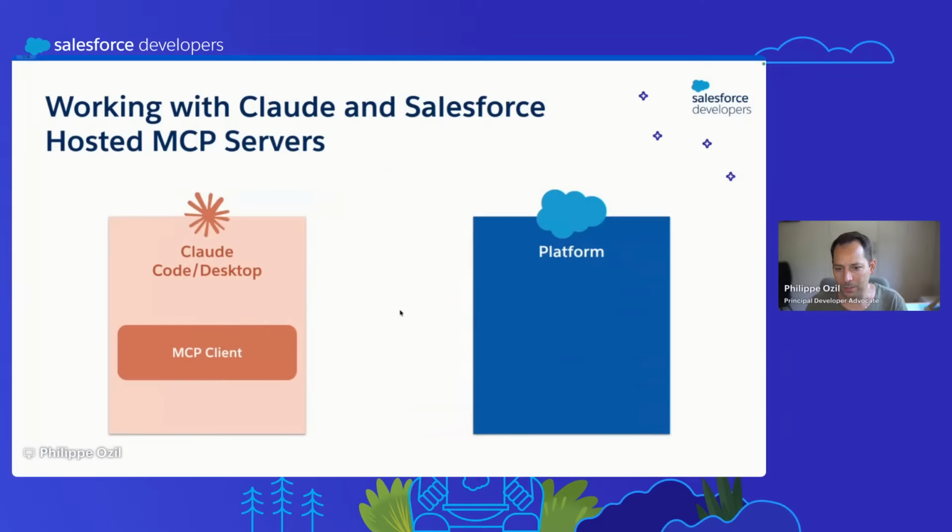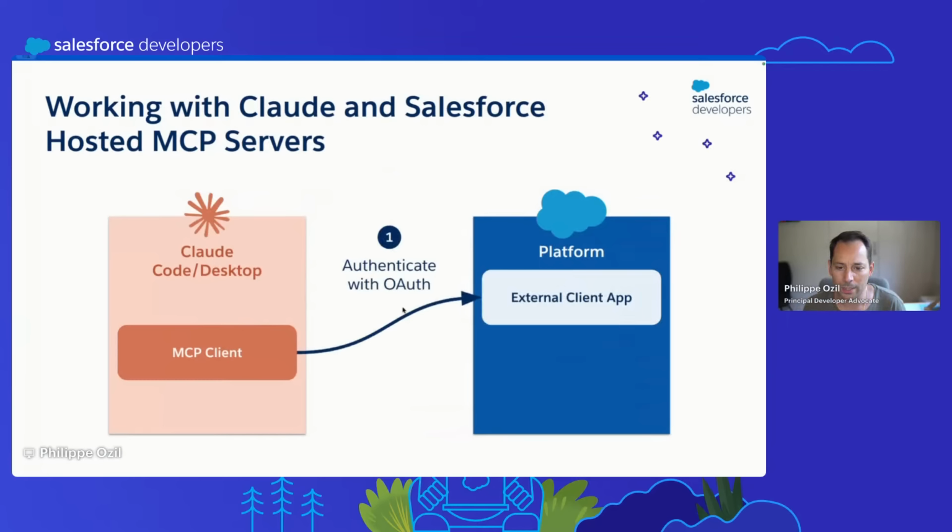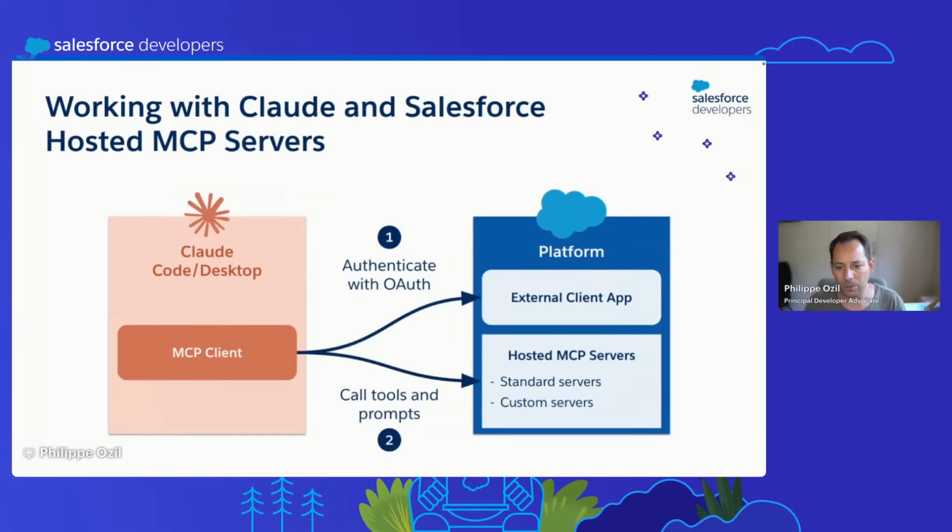Then on the Salesforce platform side, we need to do a couple of things to set this up. The first thing we'll need to do is to create an external client app. This will allow us to expose our services through OAuth so that the MCP client can connect to our Salesforce-hosted MCP servers. And then we'll activate some standard MCP servers, and we'll also create a custom MCP server in which we'll add a number of tools that we're going to custom build just for this. Sounds simple enough? Well, let's get started then.